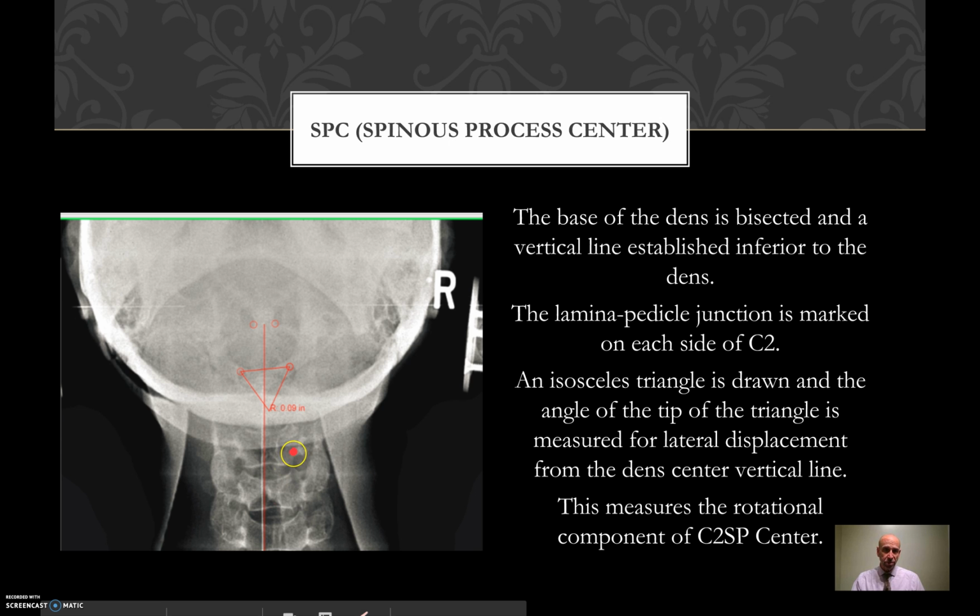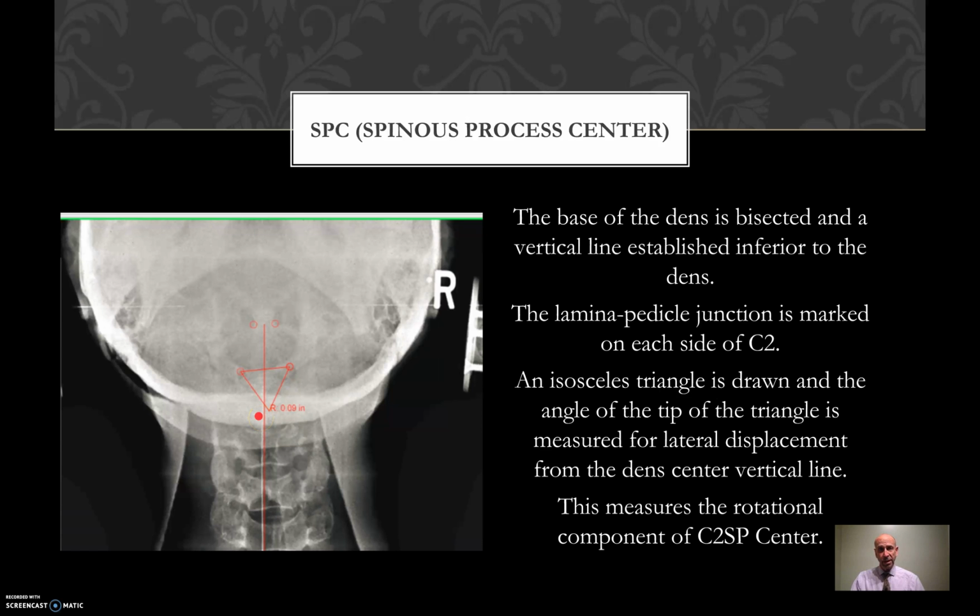The lamina-pedicle junction is the next point that we look at, and that's when you look at anatomically. So the vertebral end plate of C2 is represented by the base of this isosceles triangle, and then where you can see these loops come up and around, upside down U's here and here, those are the lamina-pedicle junctions and the first true intervertebral foramen with the C3 nerve root coming out at that point. And so then we construct an isosceles triangle. And the point of that triangle then is measured, its rotational component, off of midline of the dens.